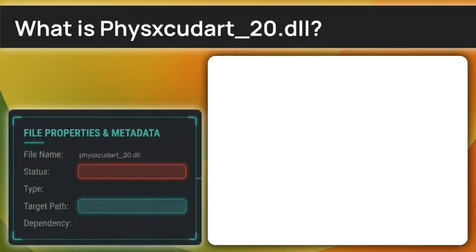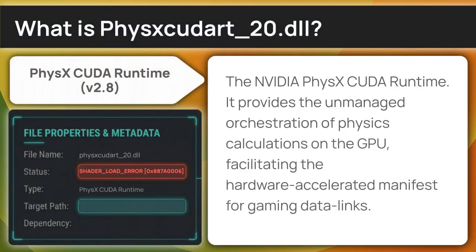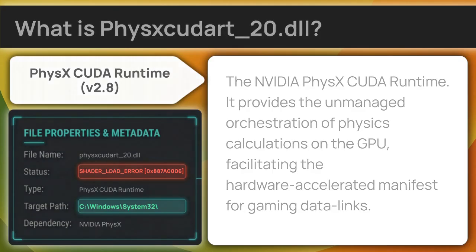This is the PhysX CUDA Runtime 20, the NVIDIA PhysX CUDA Runtime. It provides the unmanaged orchestration of physics calculations on the GPU, facilitating the hardware-accelerated manifest for gaming data links. Let's get to work. We'll start with the most common fix for this specific error.